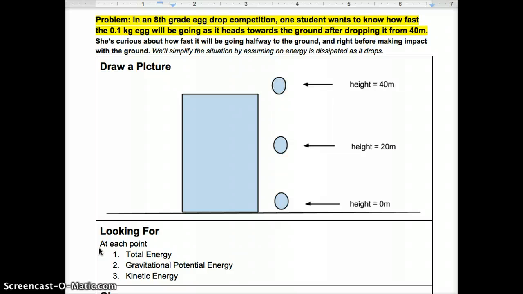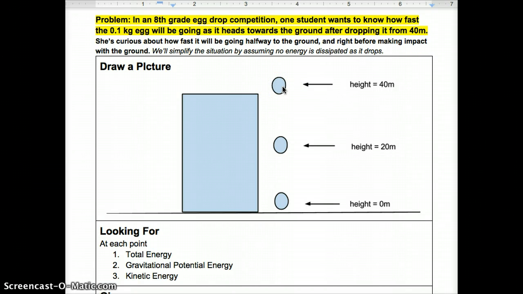8th grade egg drop competition. One student wants to know how fast the 0.1 kilogram egg will be going as it heads towards the ground after dropping it from 40 meters. She wants to know halfway to the ground and right before making impact, how fast will it be going. So assume she drops it from rest here, meaning the velocity is 0 when she drops it.